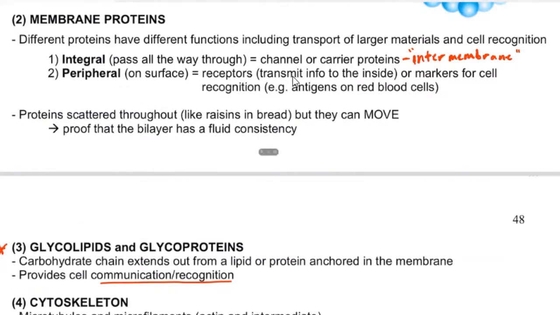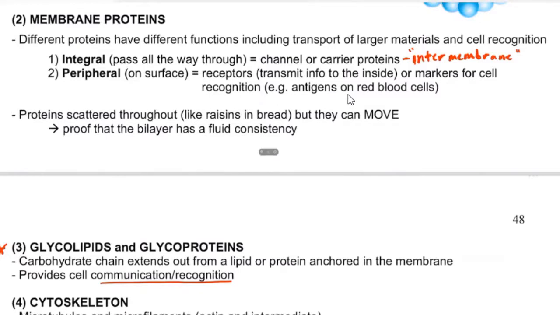So if they're on the outside, they would receive information from either a molecule or another cell, and they would change shape, which causes a chemical reaction on the inside that can send information to the nucleus or to other parts inside. Or they are called markers for the cell, and that is for cell recognition.